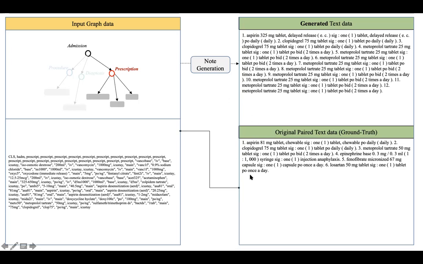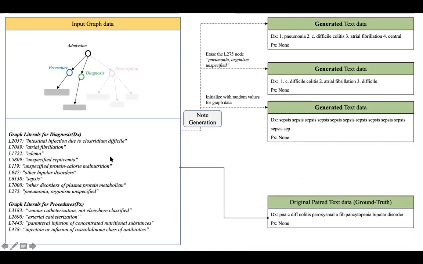Anyway, but overall, the model knows how to write discharge medication in the style of the original text, based on structured information, right? And this part is a bit more. There's a question.